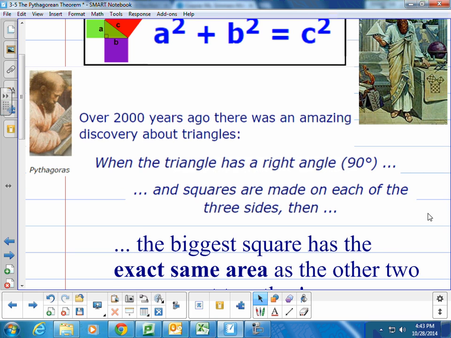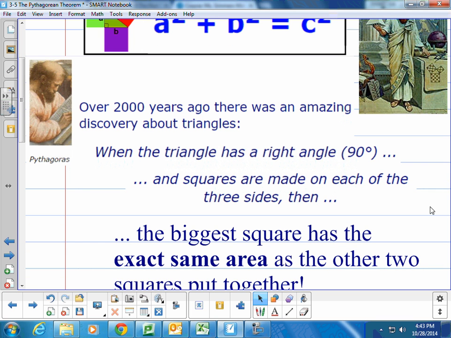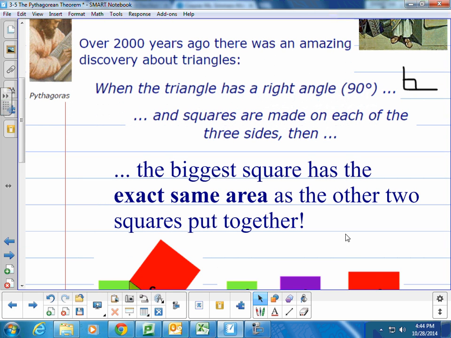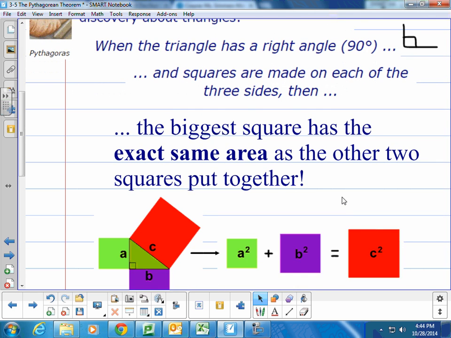So what they learned was that if a triangle has a right angle, 90 degrees, remember it's a right angle, and you usually see that denoted by this little box here, okay? So it has a right angle, and squares are made on each side of the three sides. Then the biggest square has the same exact area as the other two squares put together.